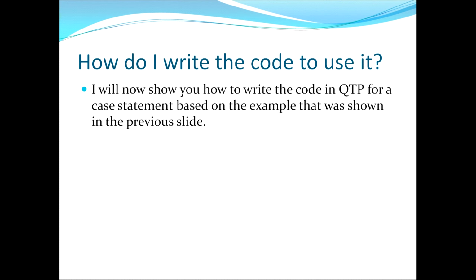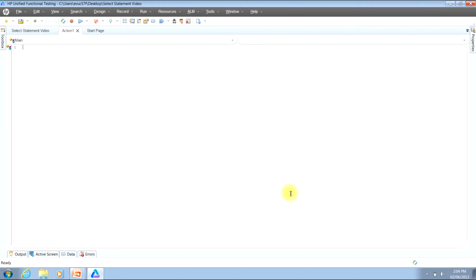This moves us to the third topic, which asks the question, how do I write the code to use it? I'll now show you how to write the code in QTP for a case statement, based on the example that was shown in the previous slide. We'll begin our example by creating a variable that we'll call vegetable available, and we'll assign it an initial value of green beans. I'll hit the Enter key a couple of times to create a new line.